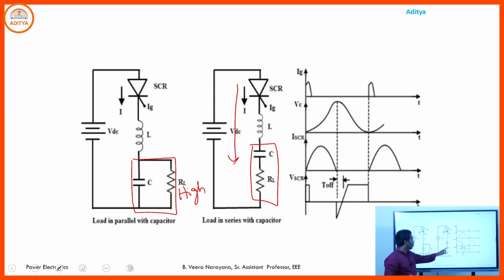So if you keep a high value of resistance, then the current flow through the SCR is very low. That current may be below the latching current. If the SCR's current is below the latching current, you need to provide a continuous gate pulse. Hence, for a low value of the load resistance, the circuit of class A commutation is like this. All are connected in series.